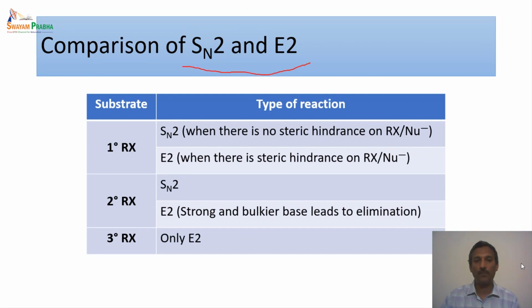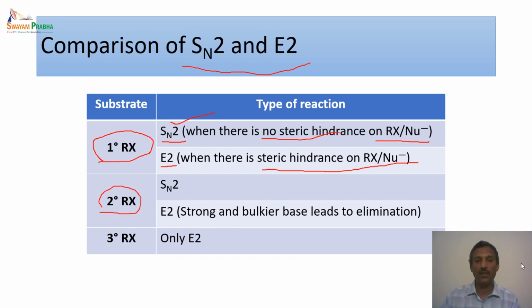Let us do a comparison between SN2 and E2. In the case of primary alkyl halide, SN2 is favored because there is no steric hindrance on the alkyl halide and nucleophile. And it also undergoes E2 when there is steric hindrance. So when there is no steric hindrance, it prefers SN2, but when there is steric hindrance, it follows the E2 mechanism.